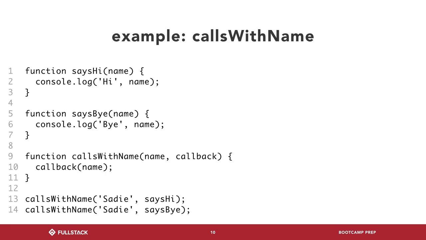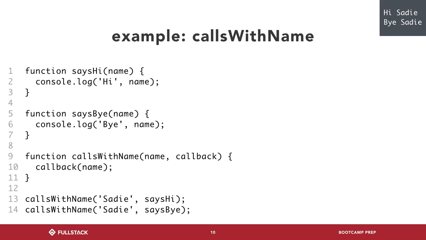Calls with name, same idea. We get to line 13, we actually see calls with name, right? Here we have something called, the first argument is a string called Sadie, then we call says hi, right? And what the says hi function does is it actually takes in a name and says hi name, right? Except we can't just jump straight from here to there, right? We got to go through this calls with name first.